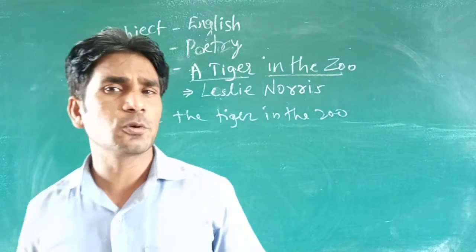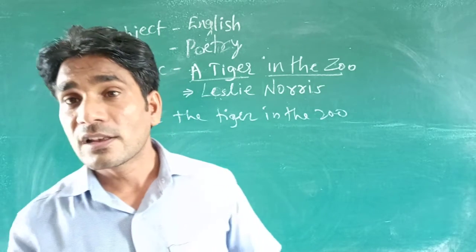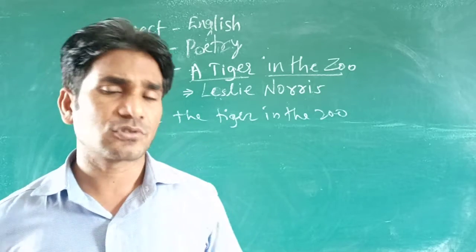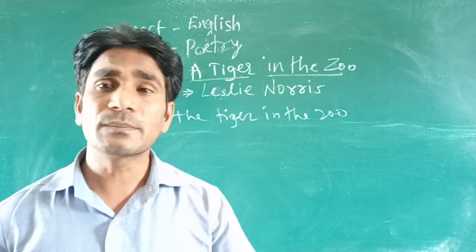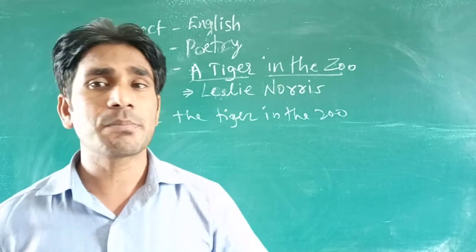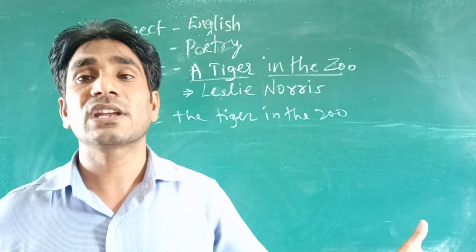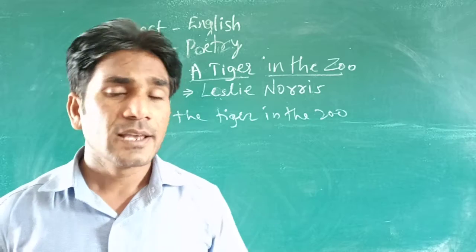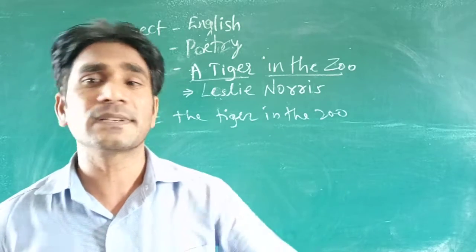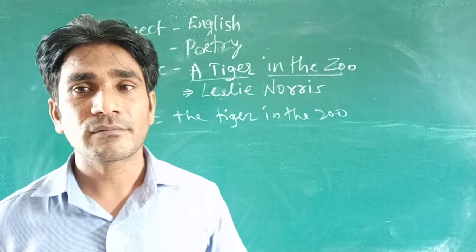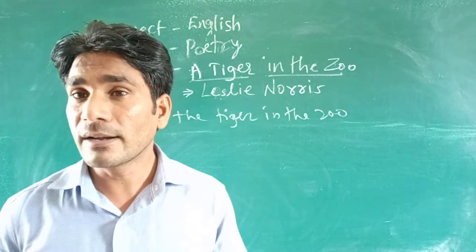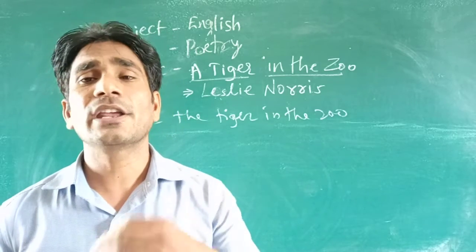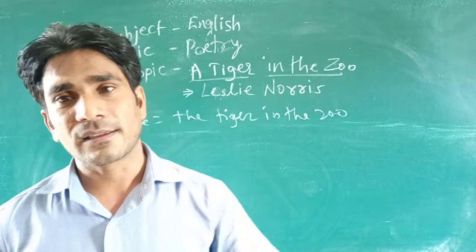His strength, as we know, the strength of the tiger, we know very well about it. But here, as he has been caged and kept behind the bars, all his strength is of no use. He cannot hunt, he cannot lurk behind, he cannot hide himself, or he cannot prey.